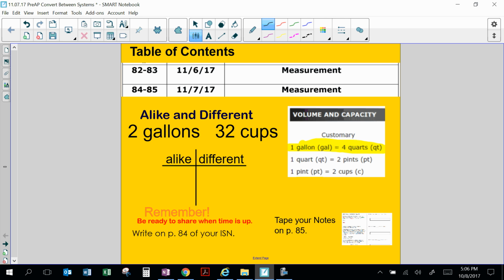Welcome. This is part two of measurement conversion. In measurement conversion, this is between the customary system, which we use in America, and the metric system, which they use worldwide. So what can you tell me alike and different between 2 gallons and 32 cups?